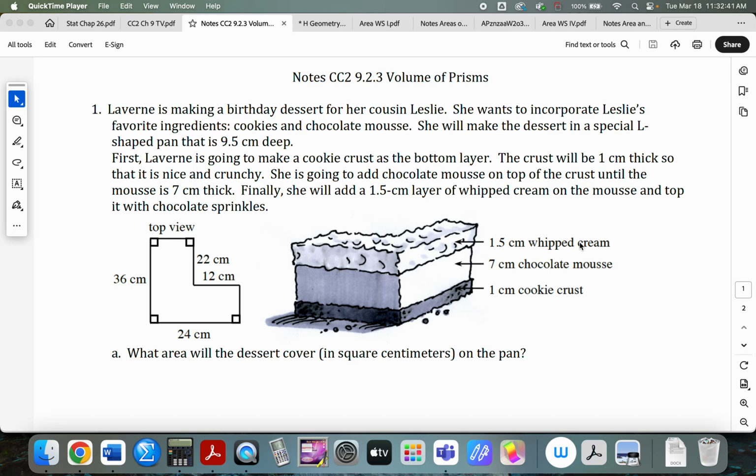It's an L-shaped pan that is 9.5 centimeters deep. First, she makes a cookie crust for the bottom. The crust will be 1 centimeter thick so that it's nice and crunchy. Then she's going to add chocolate mousse at 7 centimeters thick, and then finally a 1.5 centimeter layer of whipped cream on the mousse, and then top it all with chocolate sprinkles.